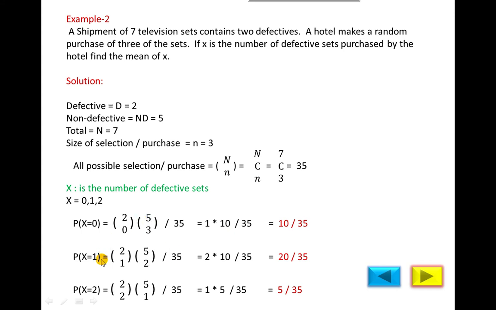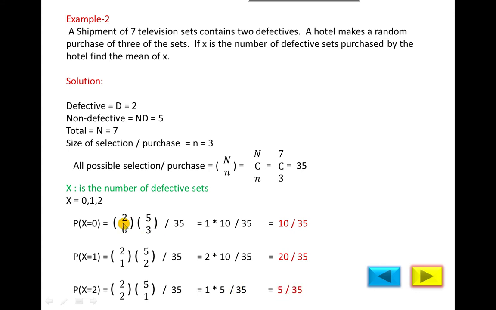Same way, find the probability of 1 defective set. Out of 2, 1 defective. If 1 defective, 2 will be non-defective from 5. Simplify this using the formula of combination, you will obtain 2 into 10 upon 35, 20 upon 35. If 2 are defectives, total defectives are 2. Out of 2, 2 defectives, 1 will be non-defective from 5. Simplify this, 1 into 5 divided by 35, 5 upon 35.